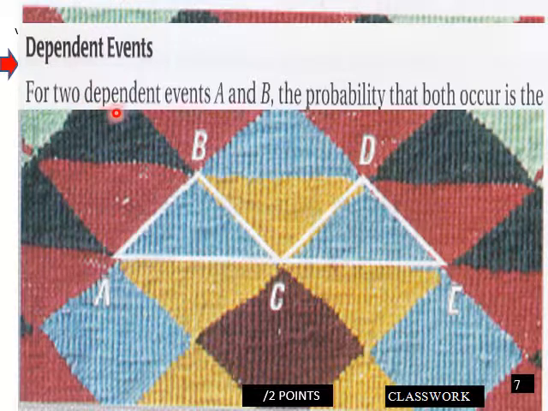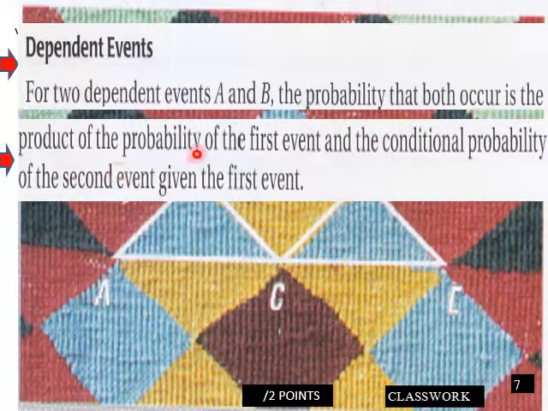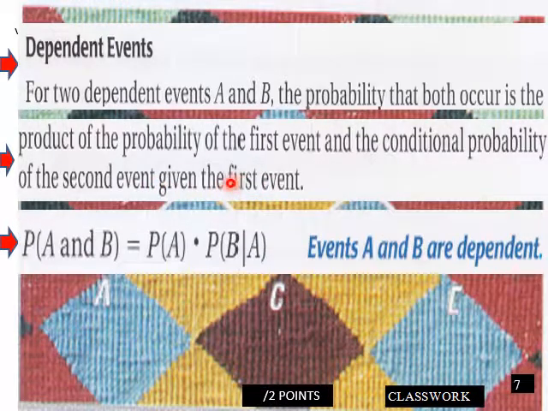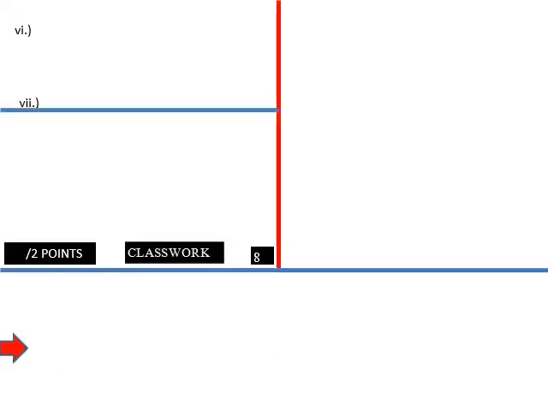Dependent events: for two dependent events A and B, the probability that both occur is the product of the probability of the first and the conditional probability of the second event given the first. So we have a conditional probability situation. Probability A and B would be probability A times probability B given A. The formulas for finding probabilities of independent and dependent events can be extended to more events.